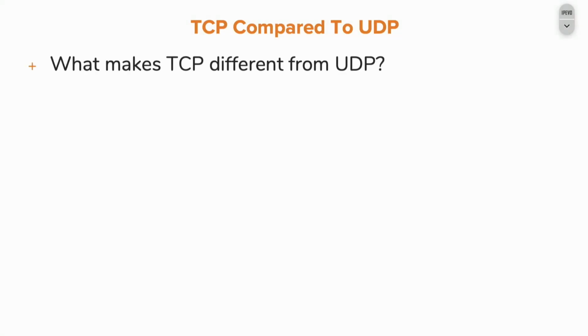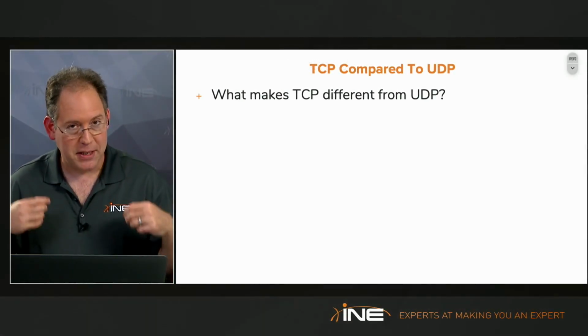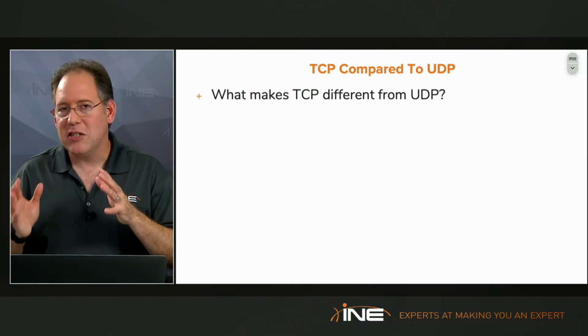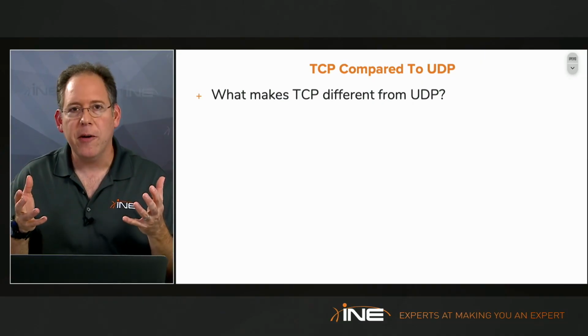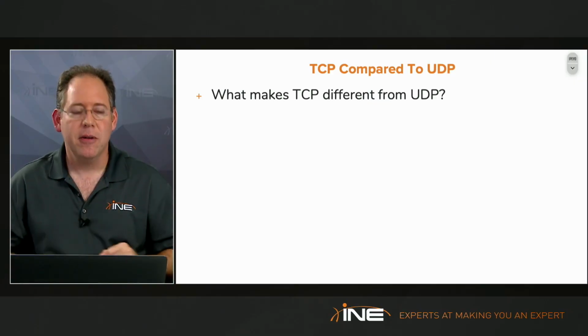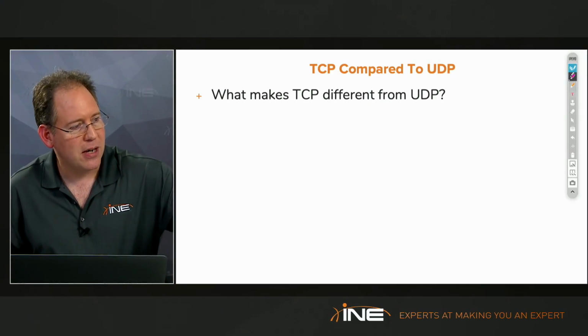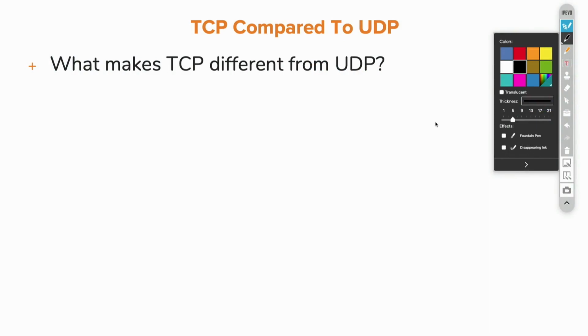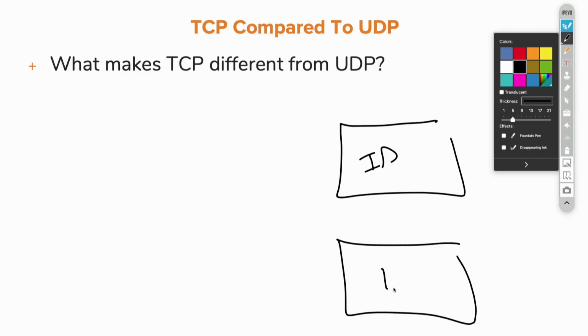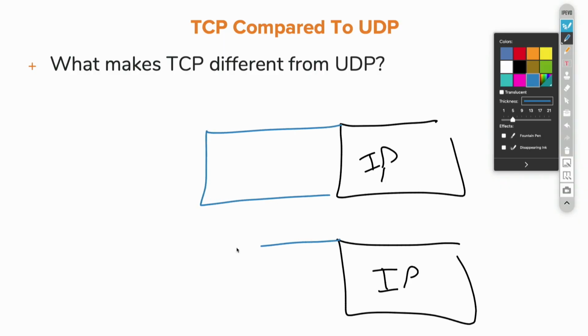All right, so what makes TCP different from UDP? Well, first of all, let's start and talk about what makes them the same. Both TCP and UDP create a header. That header goes after the IP header. Let's just draw this out right here. If I had two IP packets, and these represent my IP headers right here, both of them would have a header after that. And that header could be TCP, or that header could be UDP.